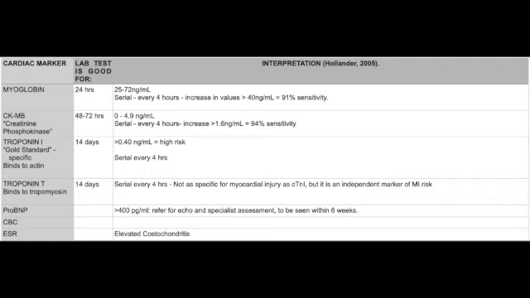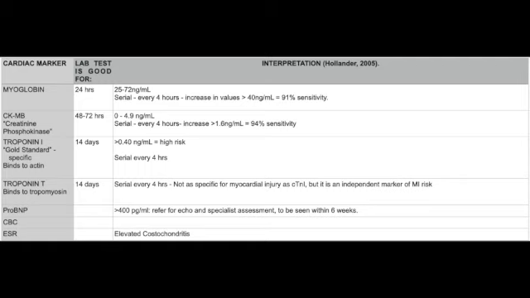Other cardiac markers that I would request from the doctors are CK-MB, which is good from 48 to 72 hours from the time of presentation, and troponin T, which is good for 14 days from the time of presentation. CK-MB is every 4 hours, and for a value greater than 4.9 nanograms per ml or an increase of greater than 1.6 nanograms per ml, I would be notifying the doctor. However, CK-MB can be false positive if the troponin I is not abnormal.